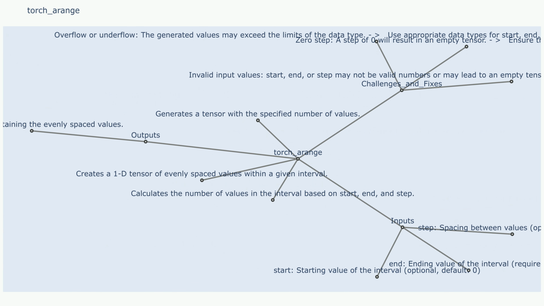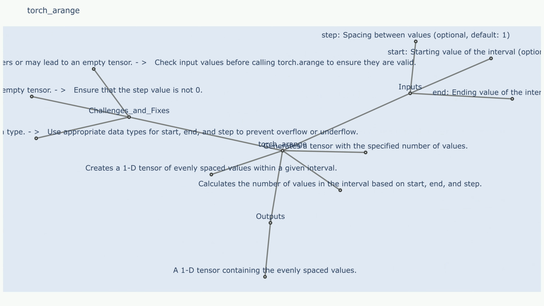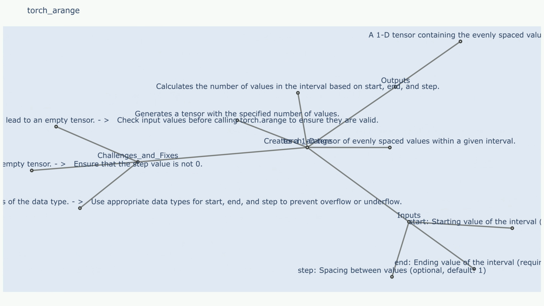End: the ending value of the sequence, exclusive. This is a required parameter. Step: the step value between elements. This is an optional parameter, and if not provided, it defaults to 1. Outputs. Output tensor: a one-dimensional tensor containing the sequence of values from start, inclusive, to end, exclusive, with the specified step. Steps. Define the starting value, start.